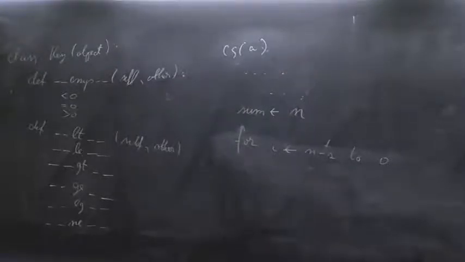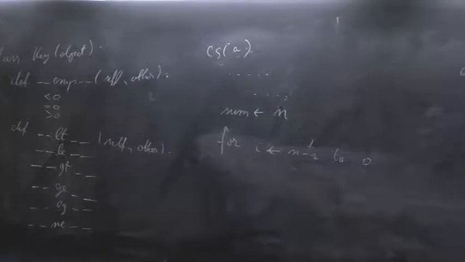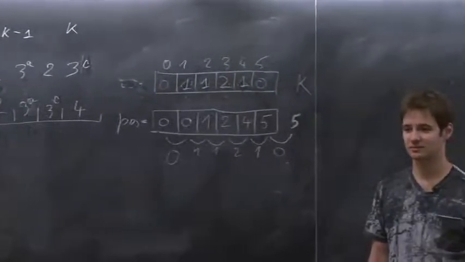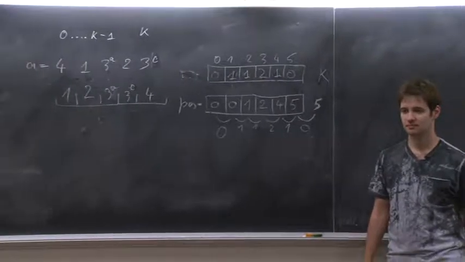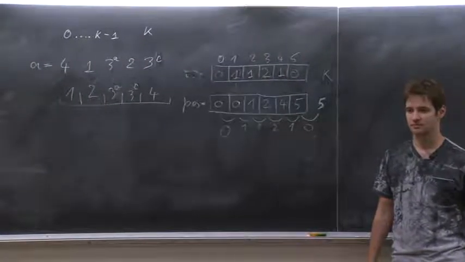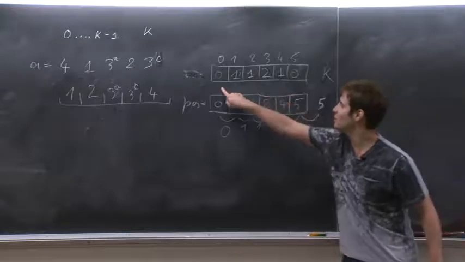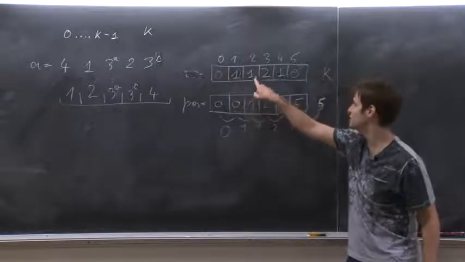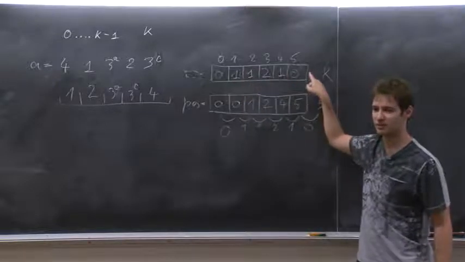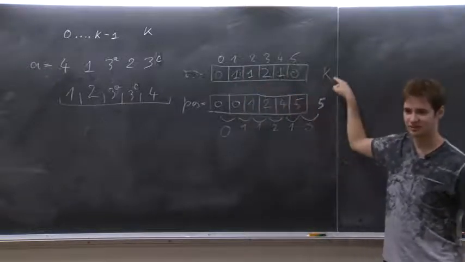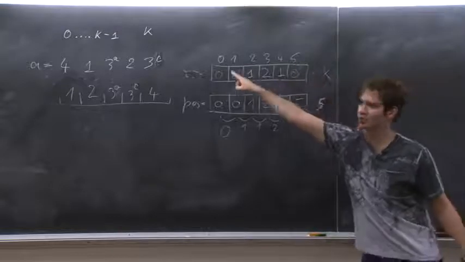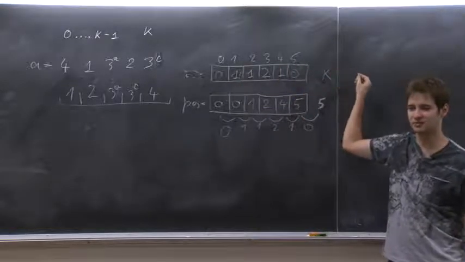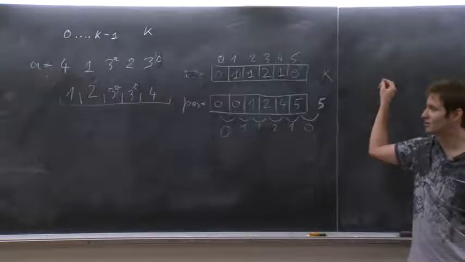Okay, so if I add everything up here, what's the result going to be? 5. Okay, what's 5? So this counts how many 0 keys I've seen, how many 1 keys I've seen, how many 2 keys I've seen, and so on. The sum of all these is how many keys I've seen. How many keys do I have? 5.